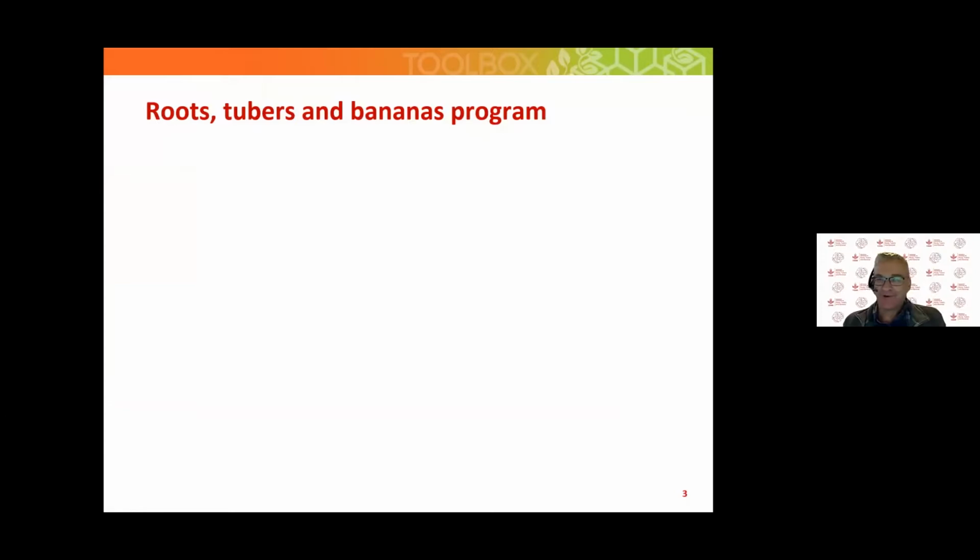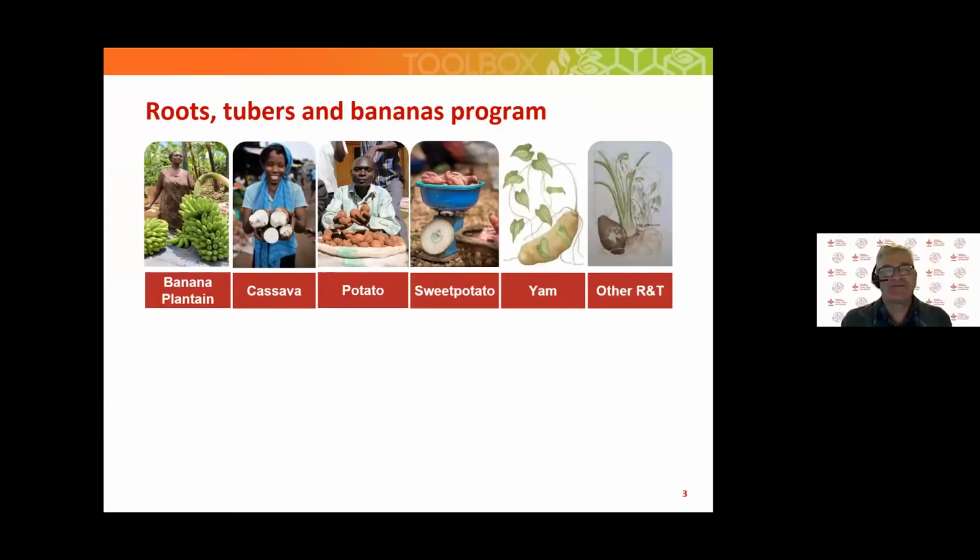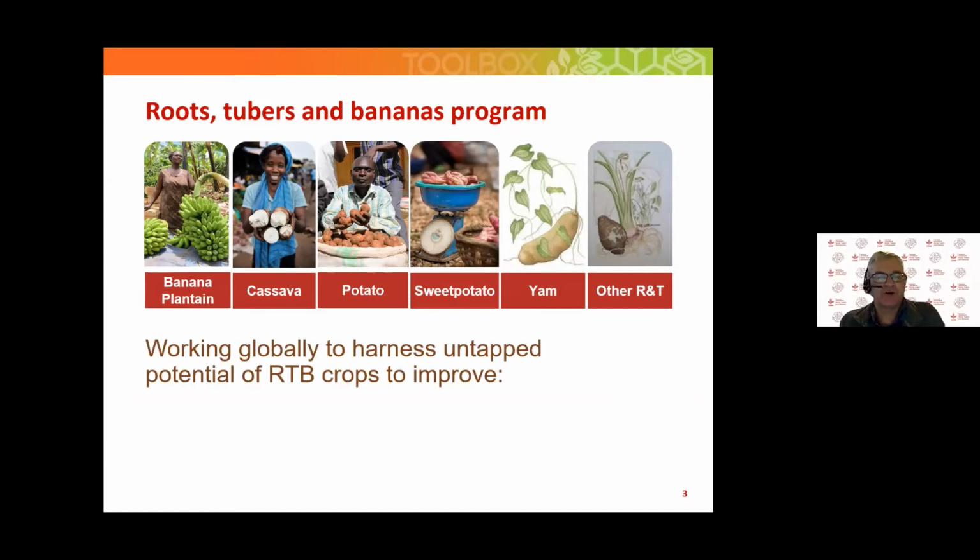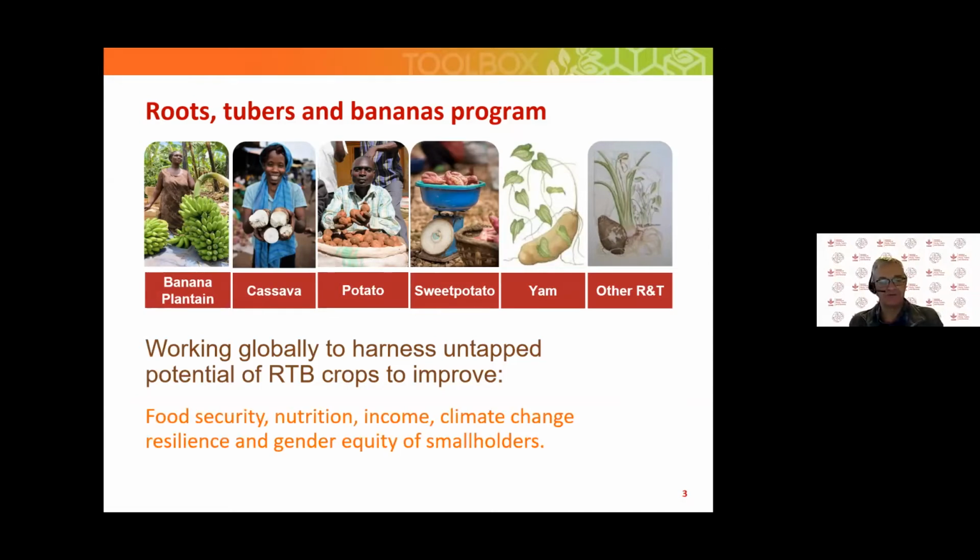The program, well, I expect some of you may have seen this slide before, but just to remind you, these are the crops that we have within the roots, tubers, bananas program, a multiple set of crops. We also work with some of the minor roots and tubers, but mostly we work on the major RTB crops, which you can see there. And our challenge really, this is a group of crops which to some degree have been neglected. So we're working globally to harness the untapped potential of the RTB crops to improve food security, nutrition, income, climate change resilience, and gender equity. So quite a challenge there.